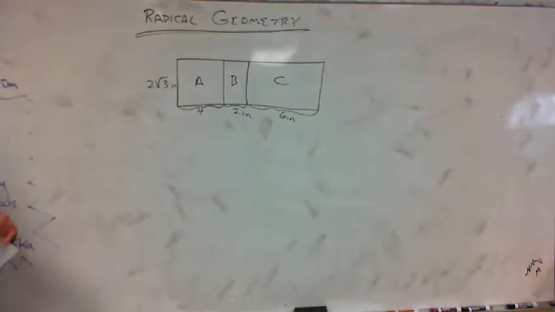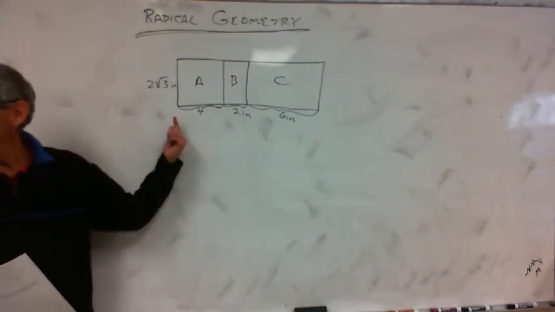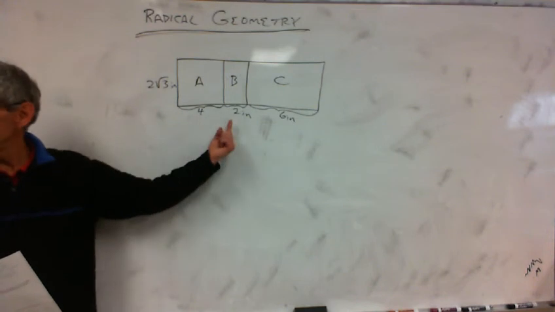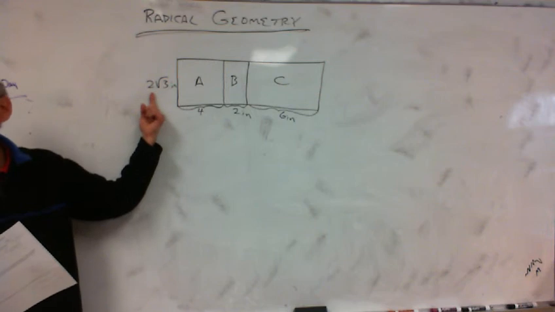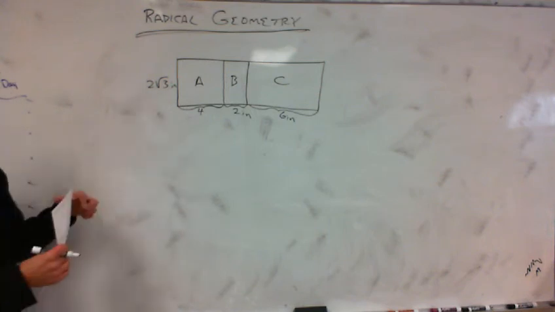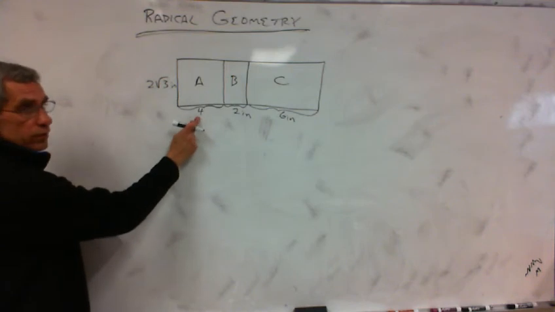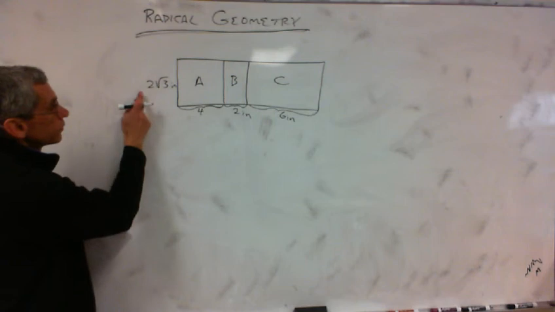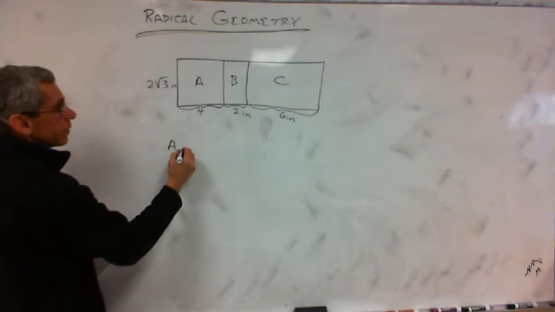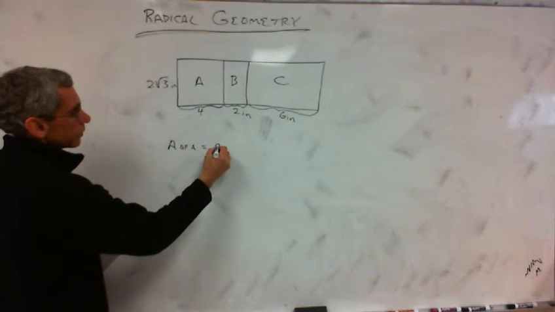How would I find the area of A? What's the area of just the A box? What is it? What's the area of a rectangle? Base times height. So 4 times this, right? What's 4 times 2 square root of 3? 8 square root of 3. The 4 is not under a square root sign, so you multiply it by the thing that's not under a square root sign. So 4 times 2 is 8. So the area of A is equal to 8 square root of 3.